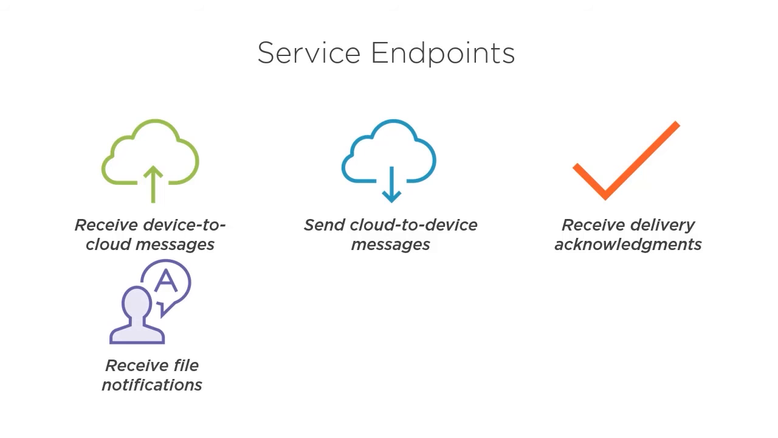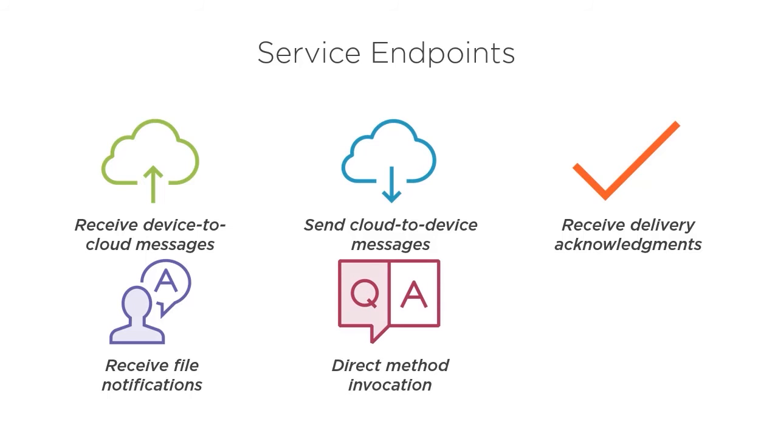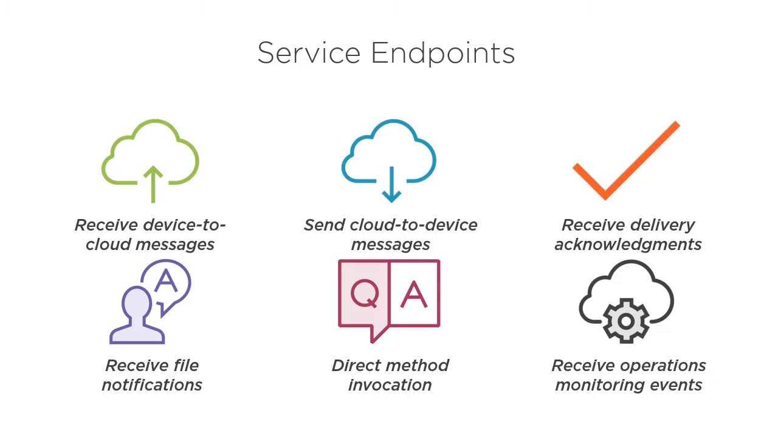There's the receive file notifications endpoint. That's the one where you receive notifications when your device successfully uploads a file. The direct method invocation endpoint allows a backend service to invoke a direct method on the device. And you can receive operation monitoring events. This endpoint allows you to receive operations monitoring events if your IoT Hub has been configured to emit them.